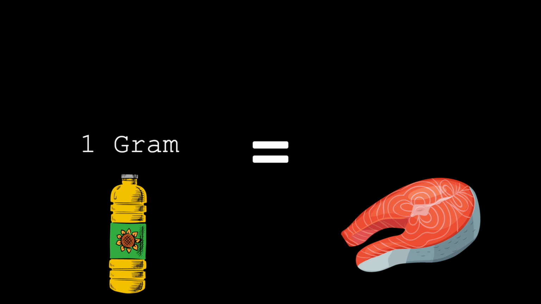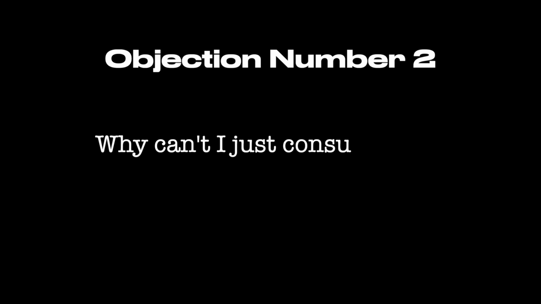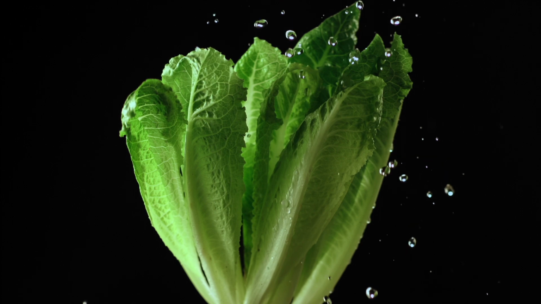Now, the issue here is that for every gram of omega-6 that the average American consumes, they consume only 5 milligrams of omega-3. This is 20 times less than what is needed and appears to be a major public health concern. Now, the next objection that I commonly hear is, why can't I just consume adequate amounts of ALA? Now, this question is typically asked by vegans, but it is a legitimate question.